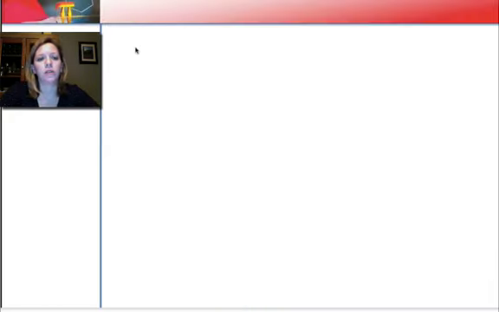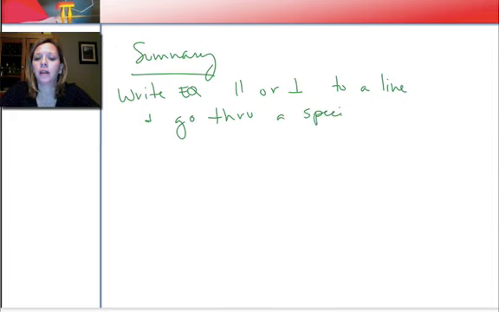Alright, so I want you to work on your summary again, and you need to talk about how to write an equation that's either parallel or perpendicular to a line, and it has to go through a specific point. What would be the method that you would choose to do that, and how would you describe that method? That's what needs to go in your summary. Okay?